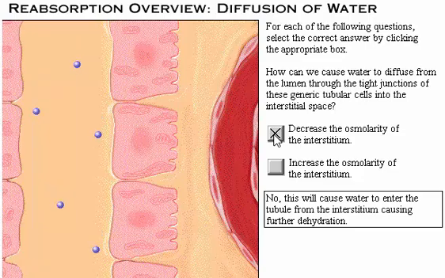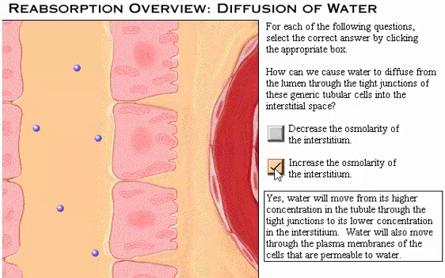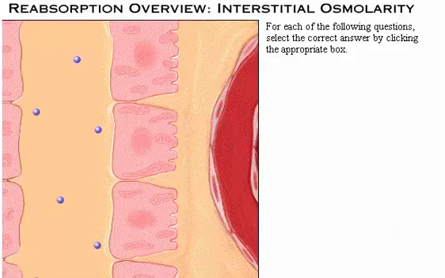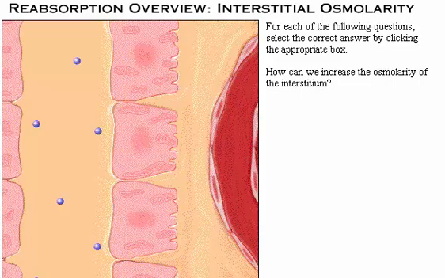No, this will cause water to enter the tubule from the interstitium, causing further dehydration. Yes, water will move from its higher concentration in the tubule through the tight junctions to its lower concentration in the interstitium. Water will also move through the plasma membranes of the cells that are permeable to water. The next question then is, how can we increase the osmolarity of the interstitium?